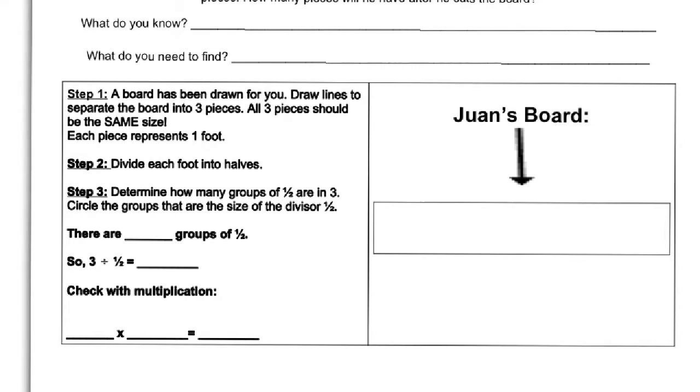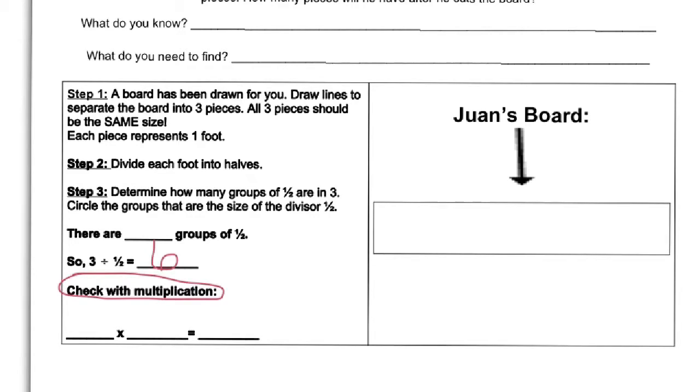Hi, I just wanted to make one more quick help video here to help you with this bottom part of 3A that says check with multiplication. We've been getting quite a few questions on this. So after you watch the first video, you already know that the answer here was 6. Okay, so 3 divided by 1/2 equaled 6.